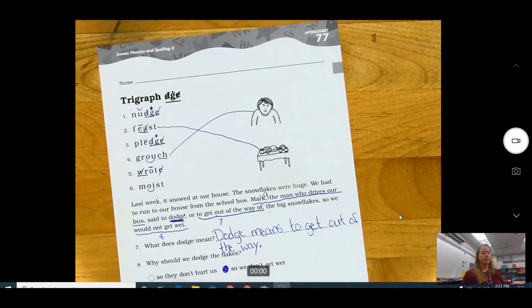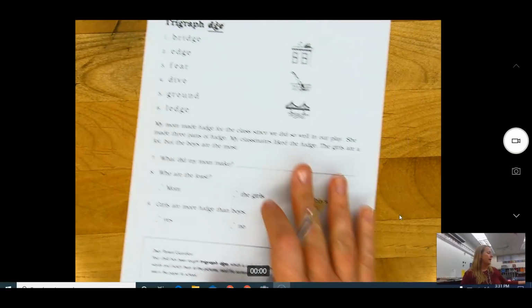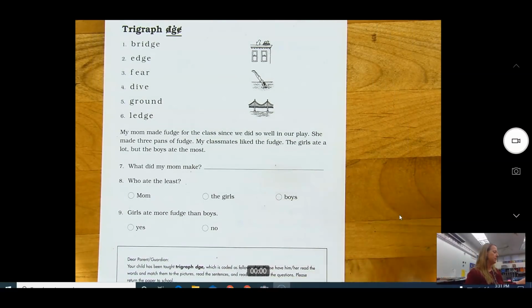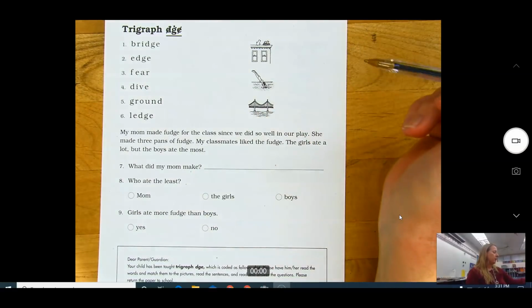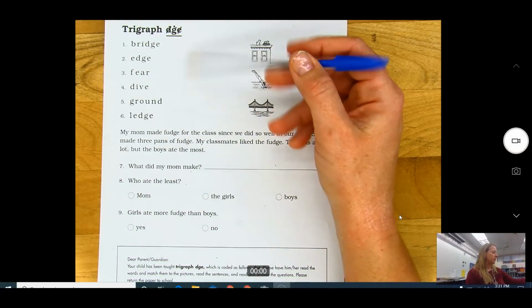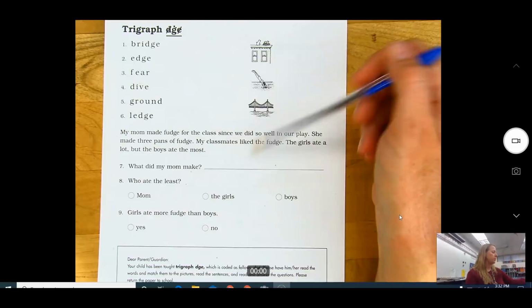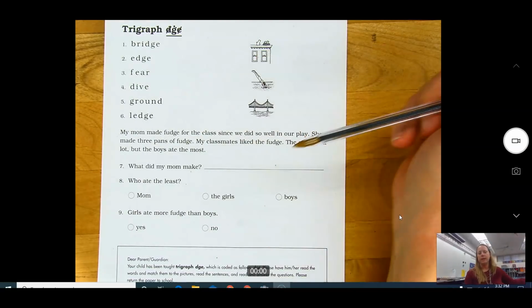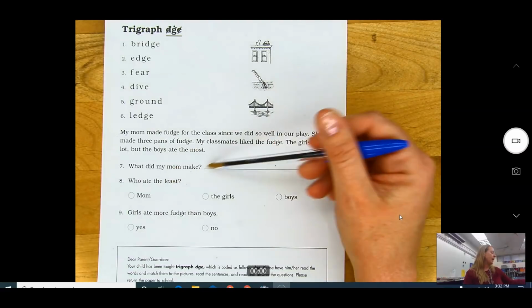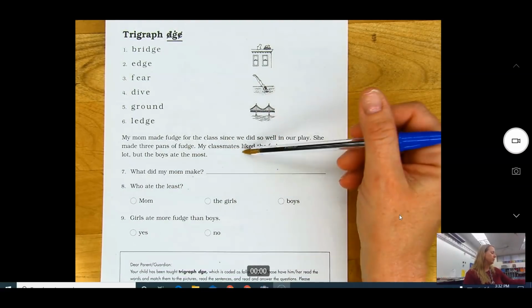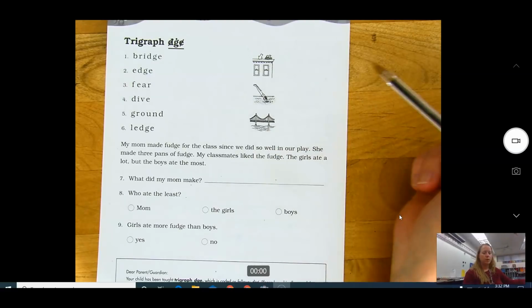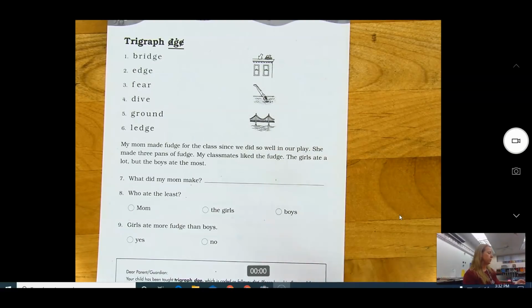If you need to pause the video, please pause the video, go back and follow along and catch up. The back is your homework. You're doing the same thing, coding these words, reading. I just want to make sure you are able to read everything on the back of this page. Practice reading, always practice reading. And then answer the questions. Prove your answers by going back and numbering where you found the answer for which question.